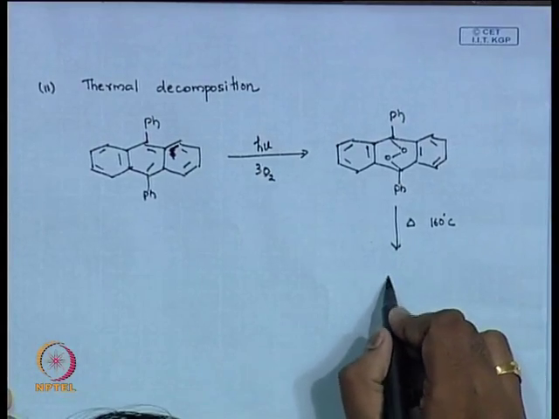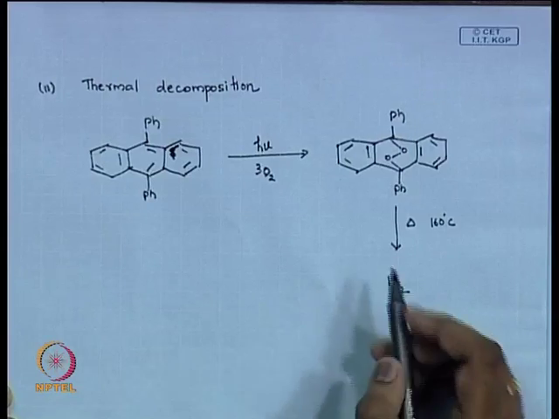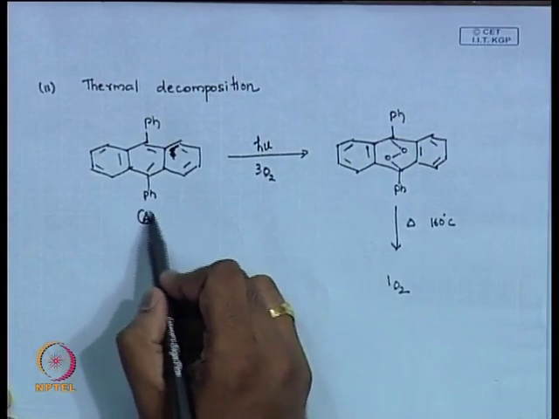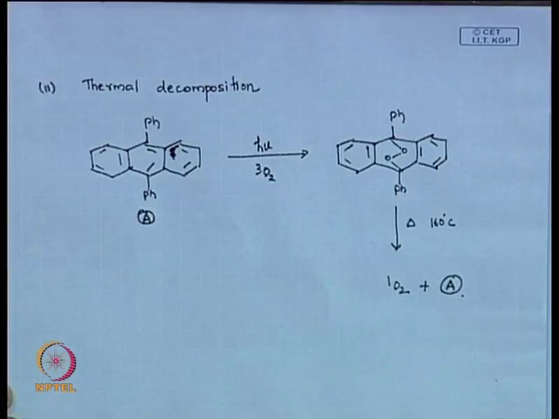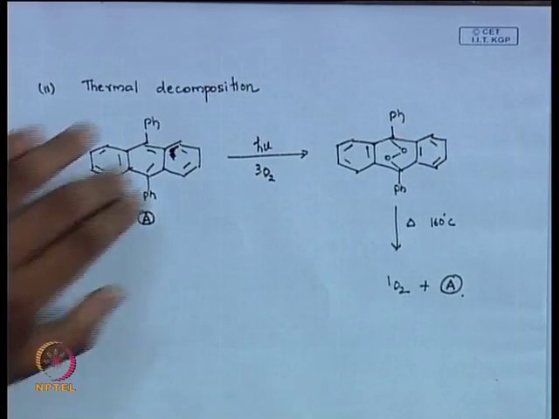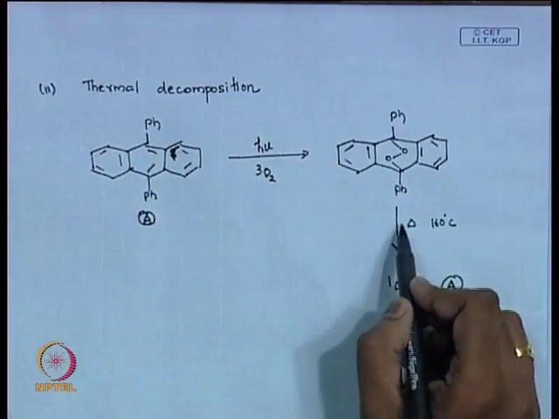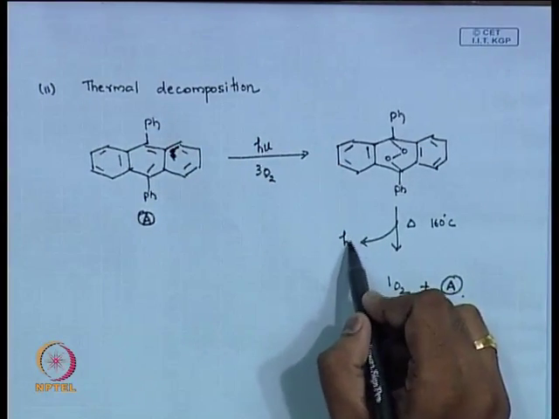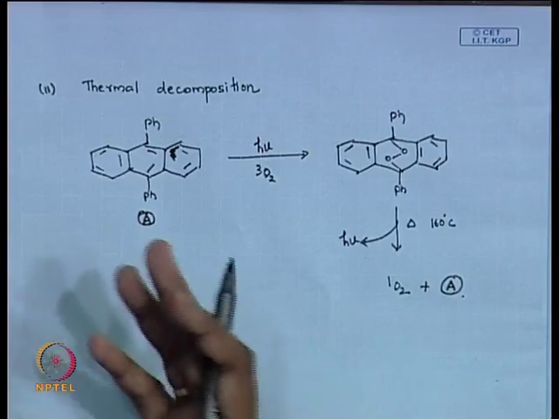It gives out singlet oxygen nicely along with your starting material, which you call A. It gives you singlet oxygen plus A. And the interesting part is that this reaction also gives light. Once you heat, you get light out from this. That is how it does luminescence.